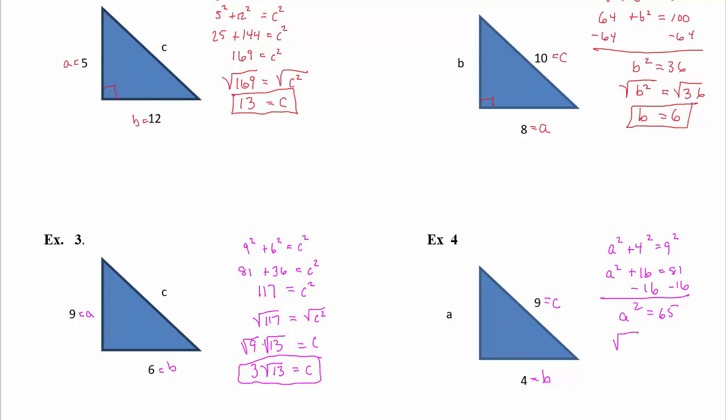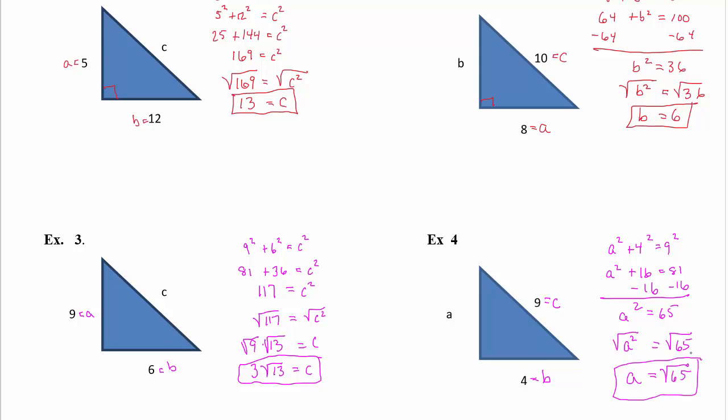And we take the square root of both sides. The square root of A squared equals the square root of 65. Or A equals, now can you split 65 apart? We can only break 65 into 5 and 13, neither of which is a perfect square, so we have to leave it as the square root of 65.